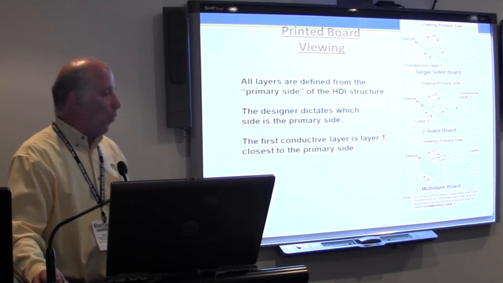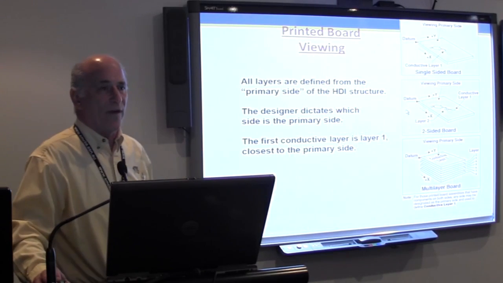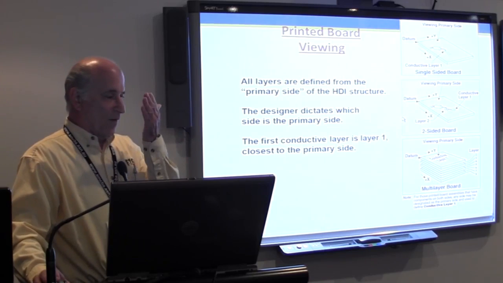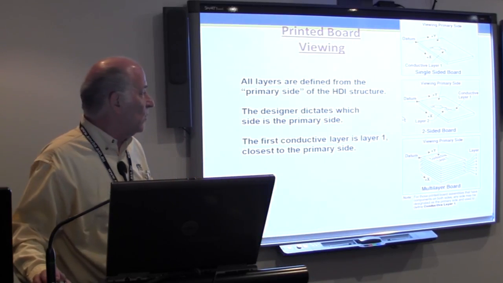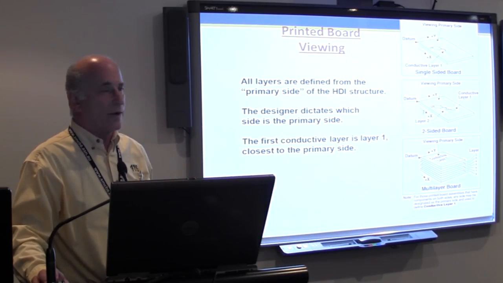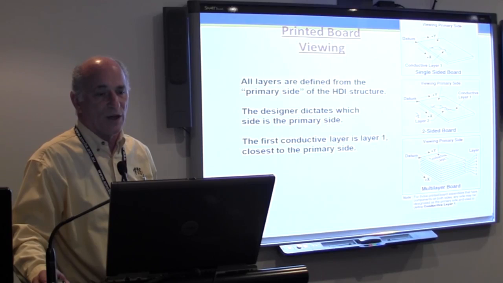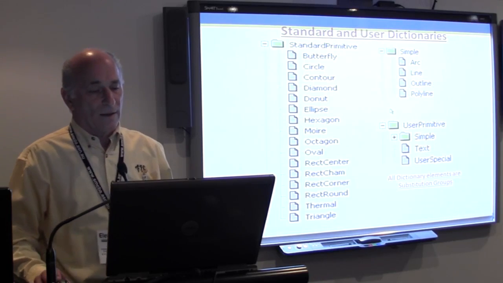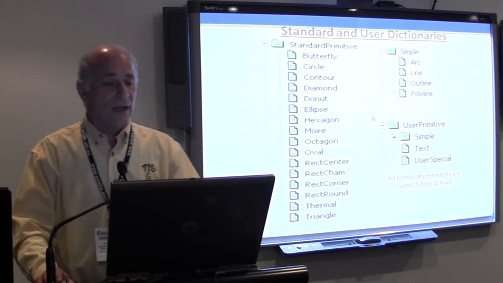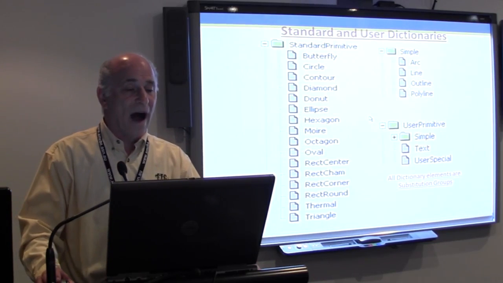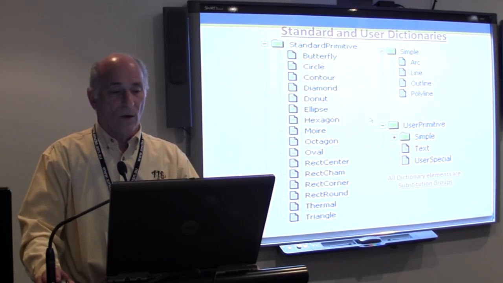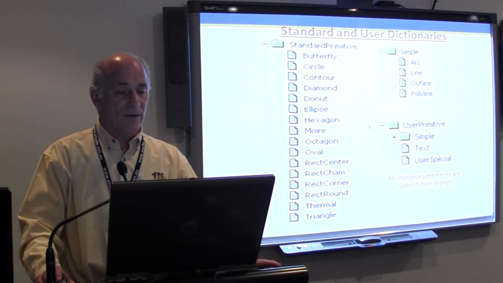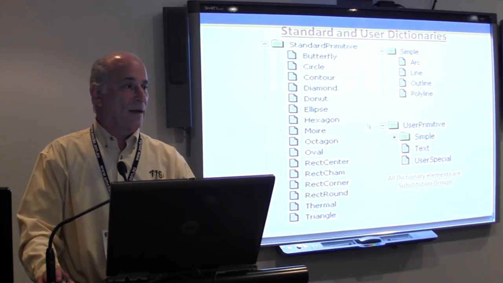They all adopt one standard viewing convention that we've had for many years. You view it from the face you're looking at and go on down, 1, 2, 3, 4, 5, 6, as you're moving on down. That is the viewing convention that's been around for many, many years. The standard and user dictionaries have been defined. We had to define things like butterflies and circles and contours and rectangle rounds, rectangle corners. All of that standard user dictionary has all been defined as something standard.